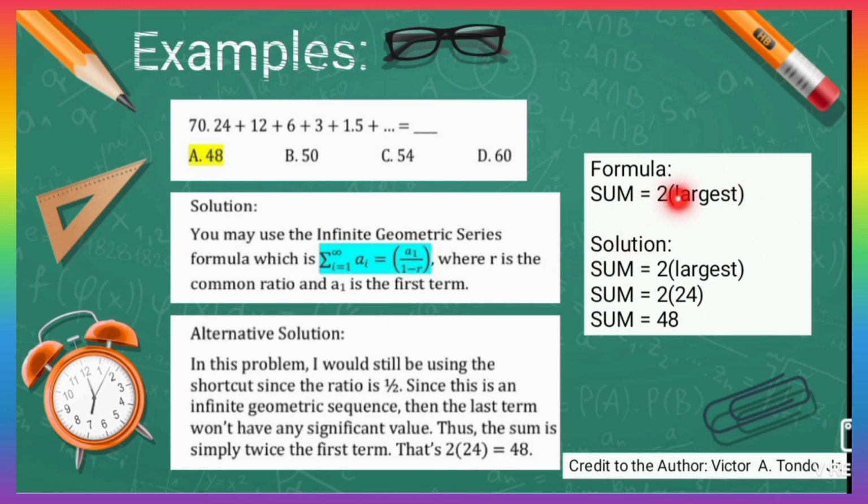So, kapag substitute natin, yung 2 sa largest, which is yung largest number natin sa sequence na to ay 24. Then 2 times 24, the answer is 48. So the answer of this question is 48. Okay? Another example.